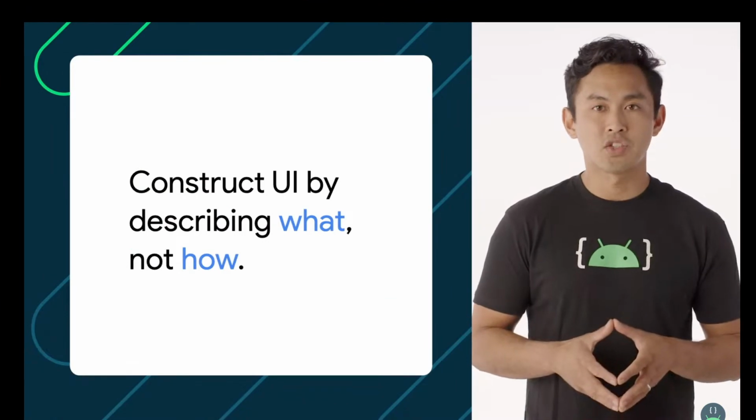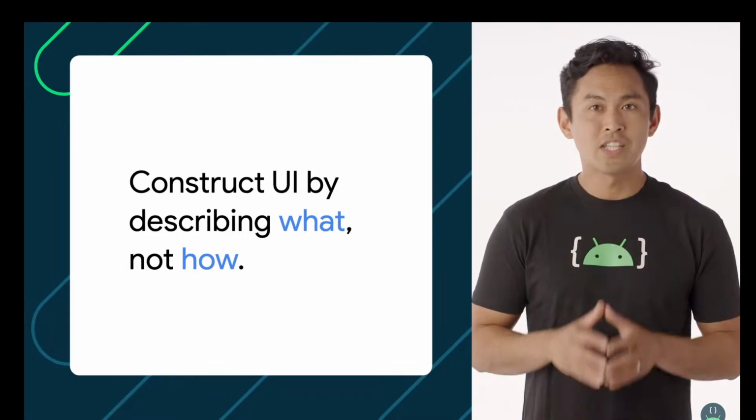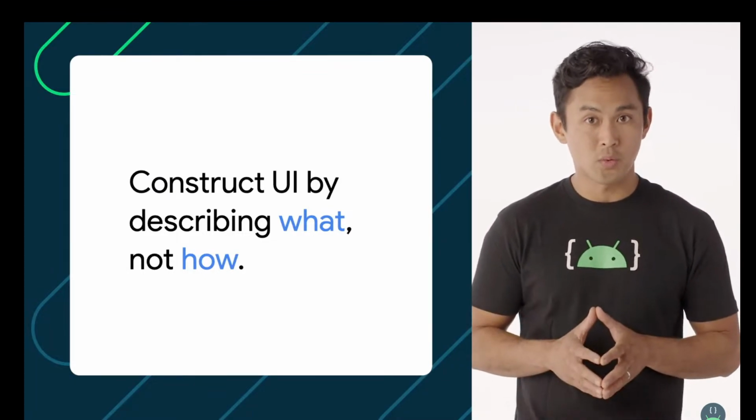With Views, you describe step-by-step how to get your UI to look a certain way. You do this by defining UI in XML, finding views from XML in code, and then calling setter functions to get your UI to look the way you want. With Compose, you no longer have to write XML. UI can entirely be described in code, in Kotlin, taking full advantage of Kotlin constructs. Constructing UI by describing what, not how, is a key difference between Compose and Views. It's what makes Compose much more intuitive to work with.